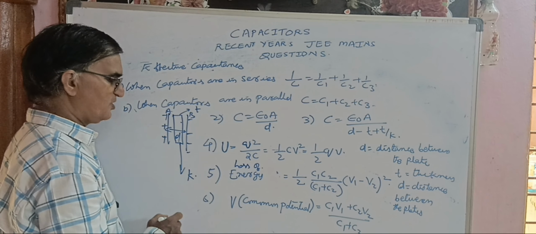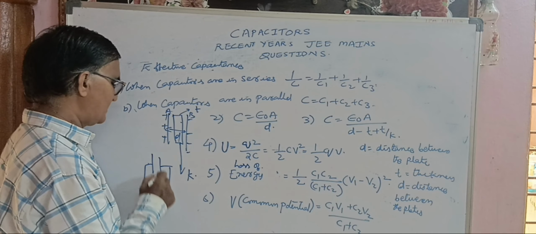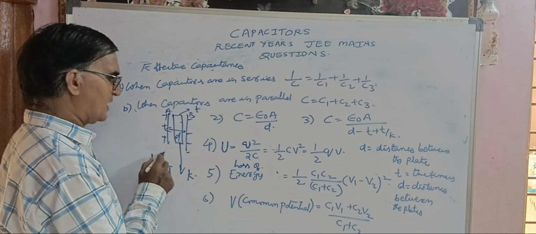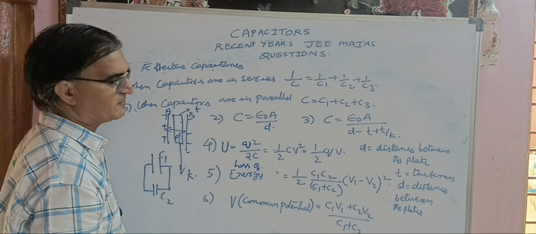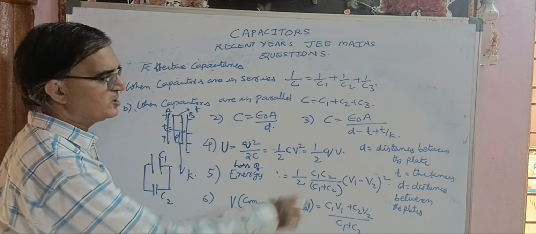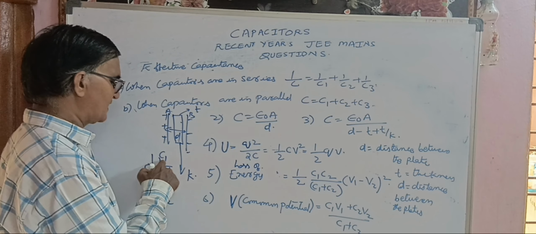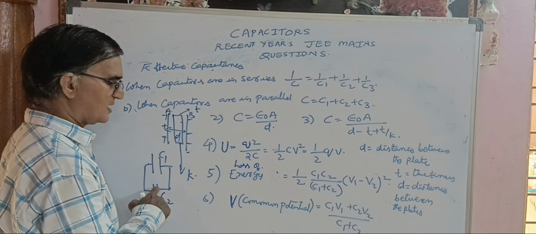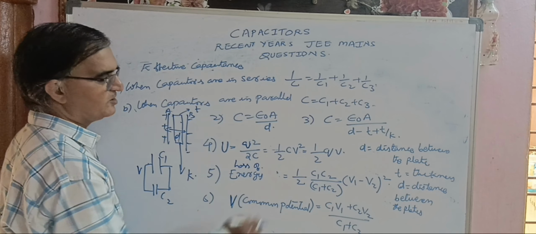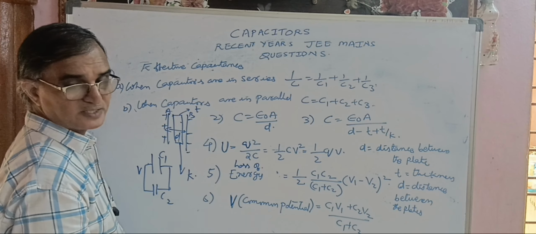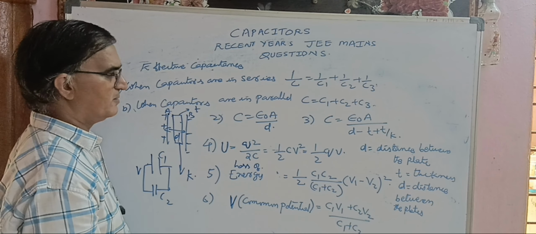Then loss of energy. When you have one charged capacitor and another uncharged capacitor is connected, and you want to calculate the loss of energy of the system, then you have the formula half into C1 C2 by C1 plus C2 into V1 minus V2 whole square. That is the loss of energy formula. Then again common potential: one capacitor is there, another capacitor is there, one is charged, the other is uncharged. Then you get the common potential, formula C1 V1 plus C2 V2 by C1 plus C2. So these are the few formulas we are going to use in these problems.